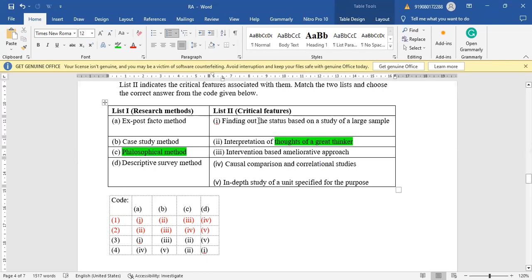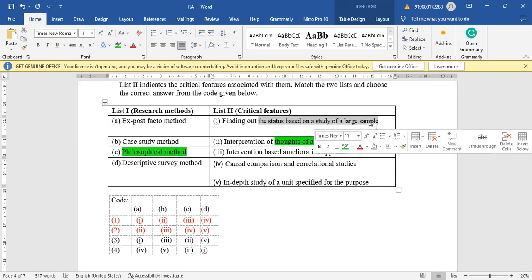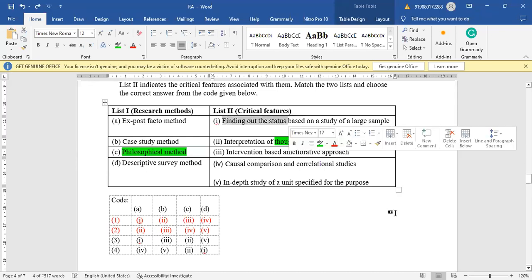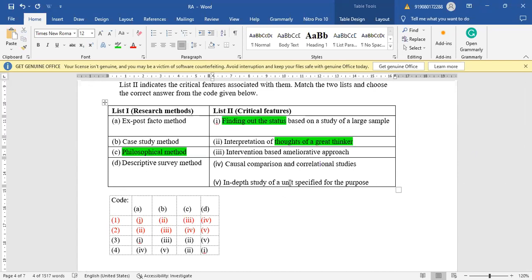Descriptive method is finding out the status based on the study of a large sample. So here, large sample is not a logic, but you are finding out the status. What is the status? Describing the situation as it is, as it exists at present. That is called status, right? This is also from our classroom coaching. Understood? Yes, sir.